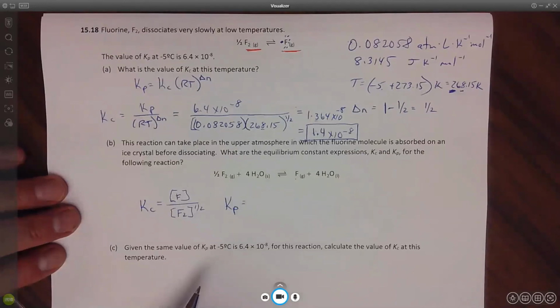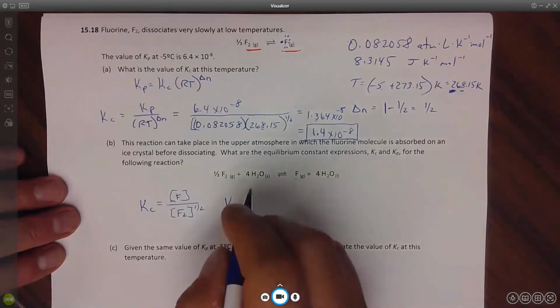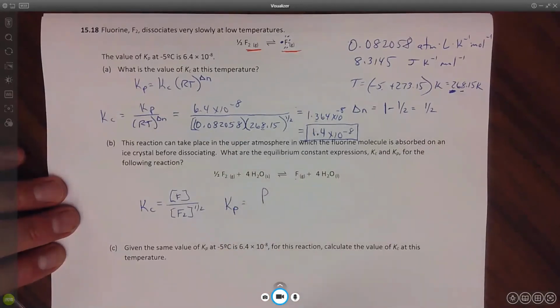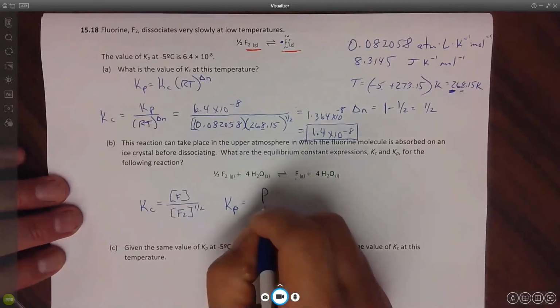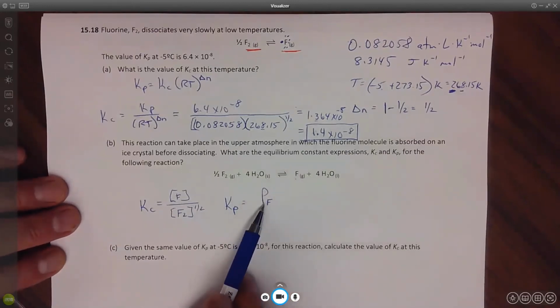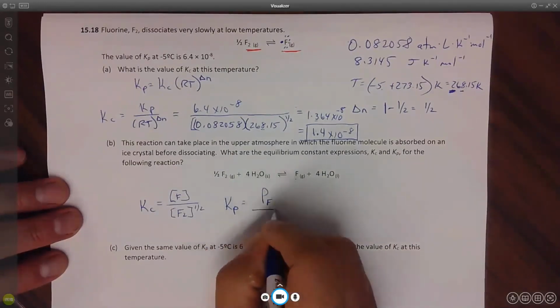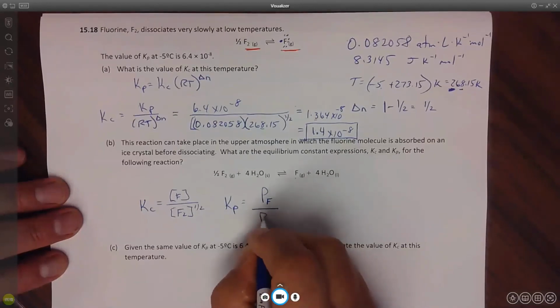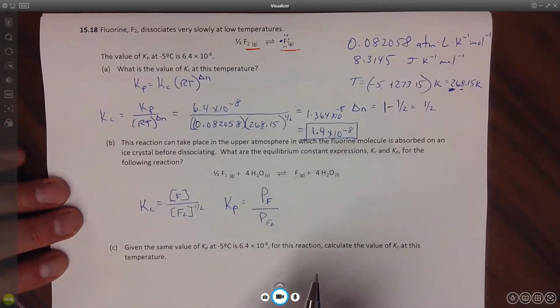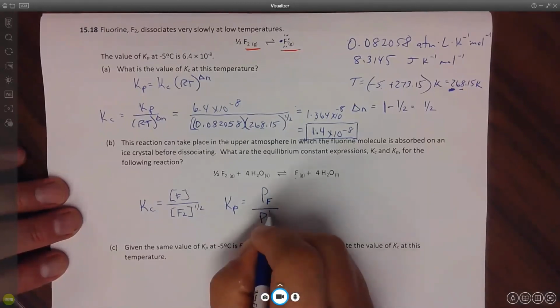Capital P of F. Right, we're going to put sub F here just to say that, hey, that's the partial pressure of atomic fluorine. Okay. Times capital P of, oh wait, no, divided by capital P of F2 raised to the power of 1/2. Exactly, right? Just looks like that.